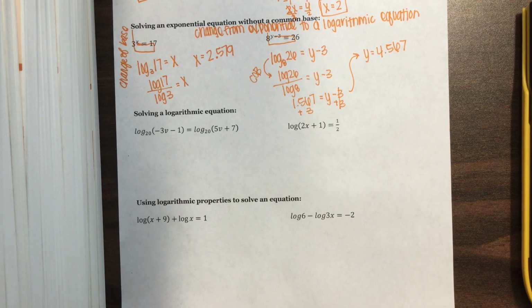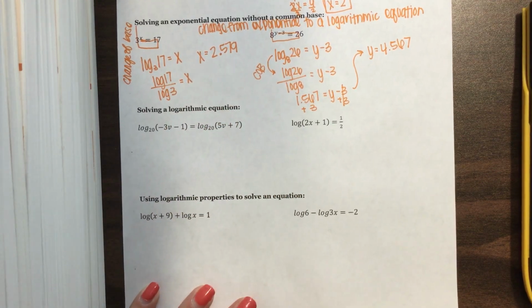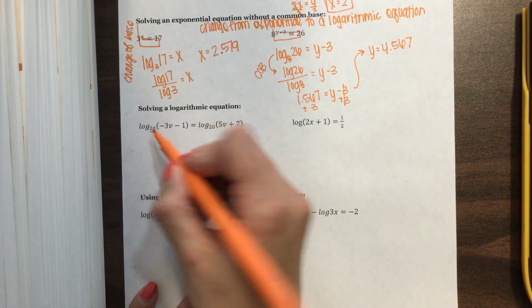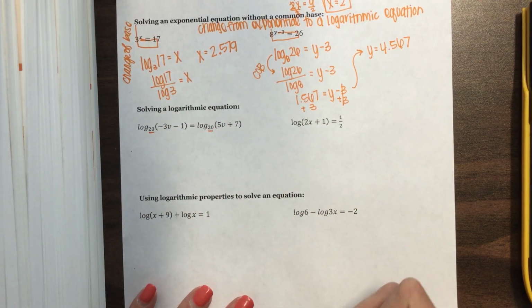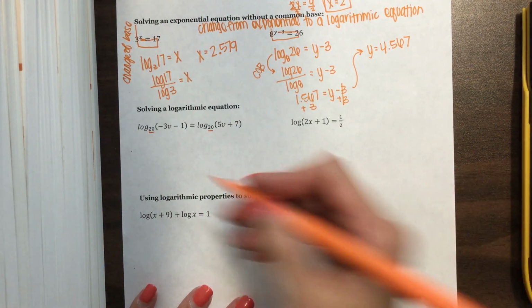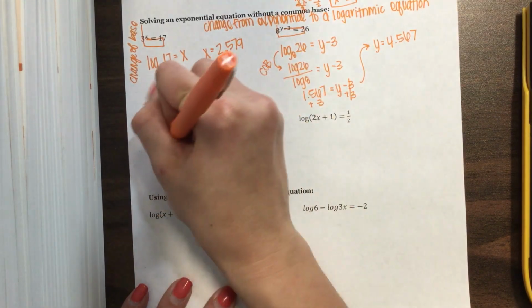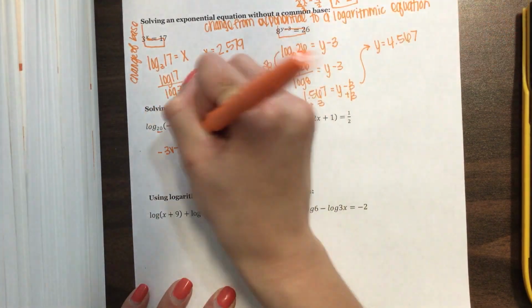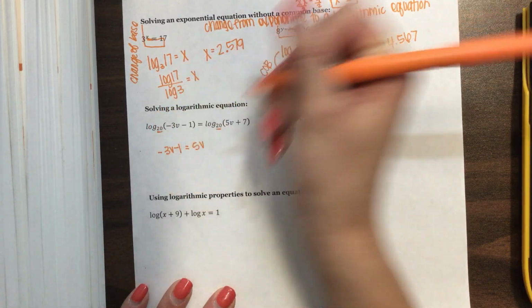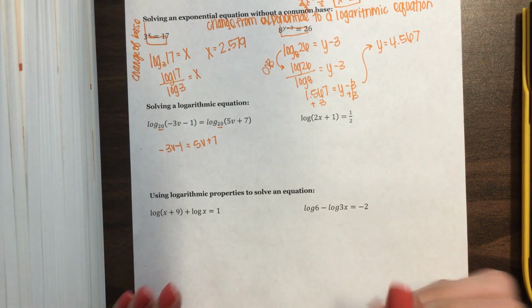Now let's look at solving a logarithmic equation. So if we're solving these logarithmic equations and they have the same base, we have the same base here, then it's super, super easy. All you do is set this middle part equal to each other. So this is going to be negative 3v minus 1 equals 5v plus 7. And then you're just going to go through and solve for this equation.